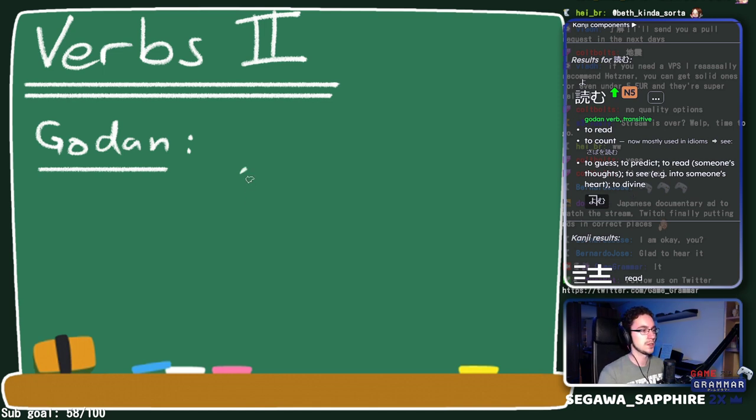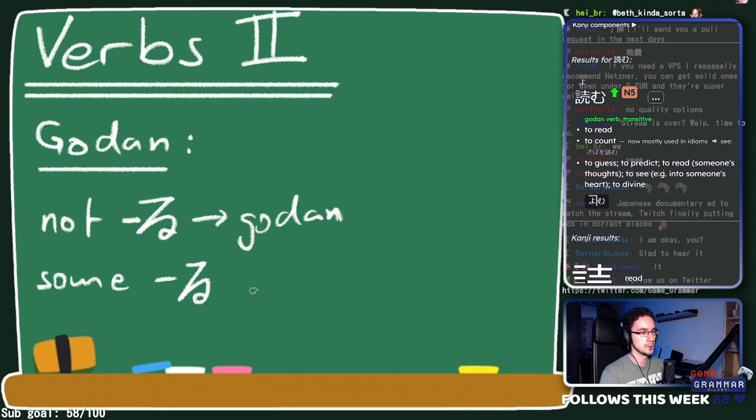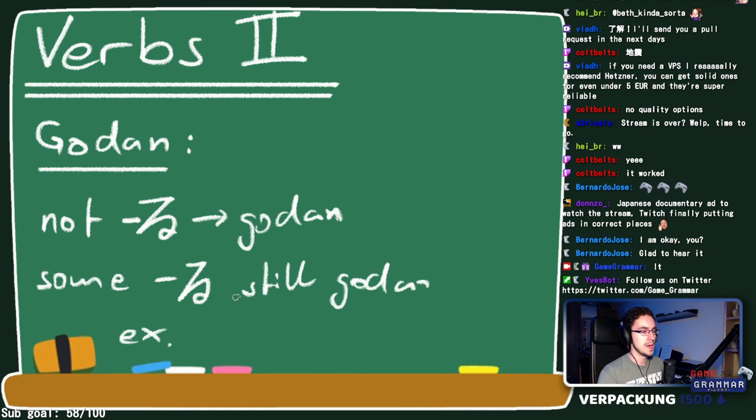We looked at this last week as well, but basically if it's not a ru, it means godan. Always. And then some verbs that end in ru are still godan. An example would be kaeru, to go home. Kaeru is godan even though it ends in ru. That's the main exception, but there are many exceptions. Not so many that it would destroy the rule completely.